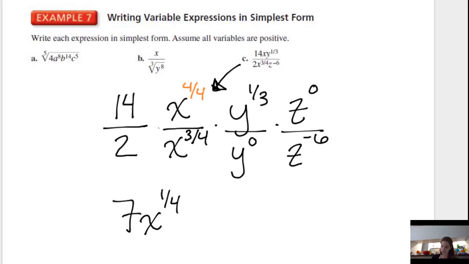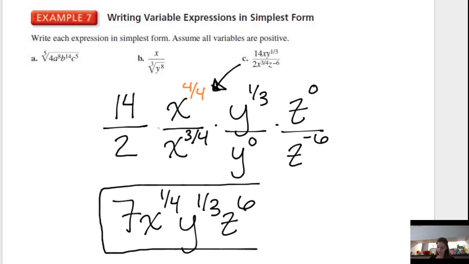Y, and I'll subtract the exponents. 1/3 minus 0 is just 1/3. And z, I'll subtract the exponents. Z to the 0 minus -6 is z to the 6th power. And just double check. Yep. This is my final answer. I have simplified expression C.